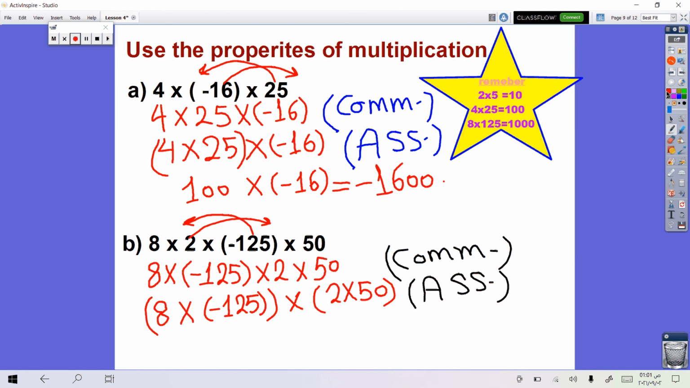Step number 3, you have to perform the operation inside the brackets. 8 by negative 125 equals negative 1000. Multiply 2 by 50, it will be equal to 100. So negative 1000 multiply 100, you will get negative 100,000. So here the result will be negative 100,000.